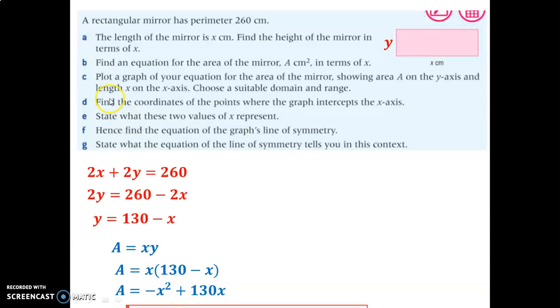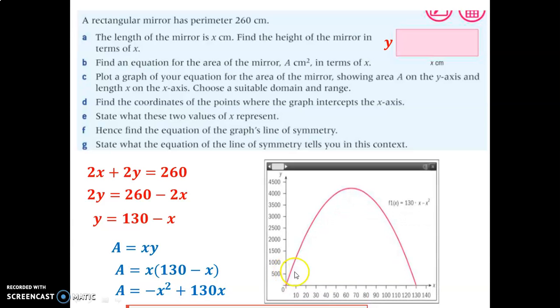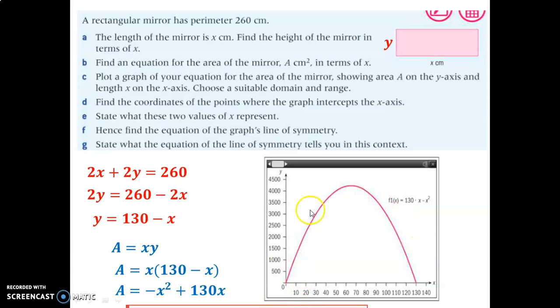Next step, plot a graph. So on your calculator or Desmos, enter this area function and see what the graph looks like. You may have to change the window of your graph to see it all. Here's what you should be looking at on your calculator. There's the function negative x squared plus 130x.